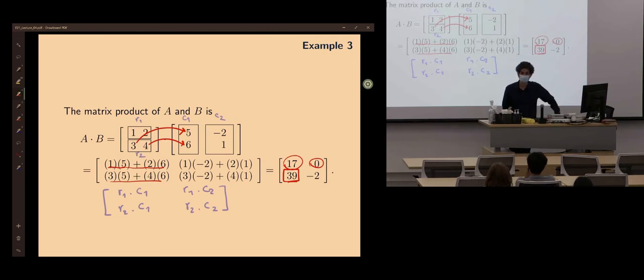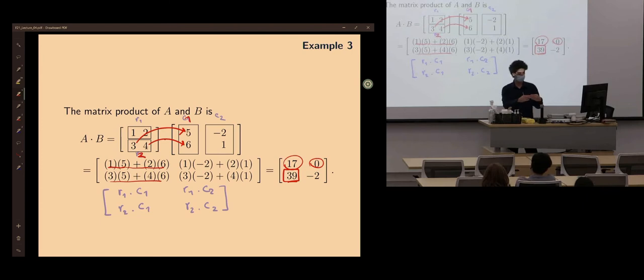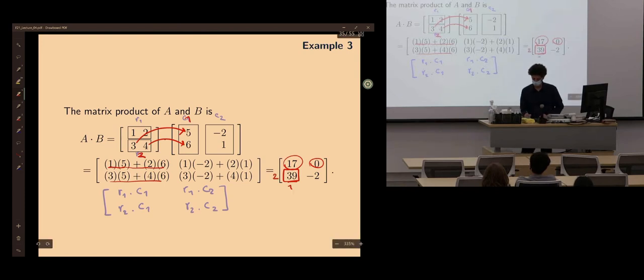Can you please repeat? Right, so you're saying that it's the second row multiplied by the first column, right? That's why it's in the first column. So it is in the indices of the rows and columns. It is the second row of the first matrix and the first column of the second matrix. So it's 2 and 1. Right? So it is tracked automatically, actually.